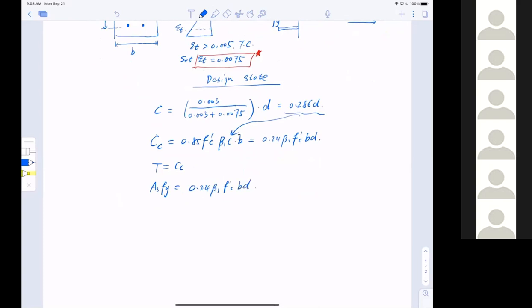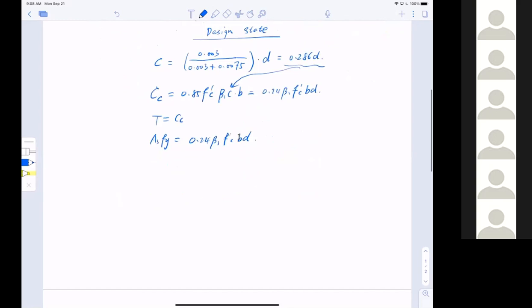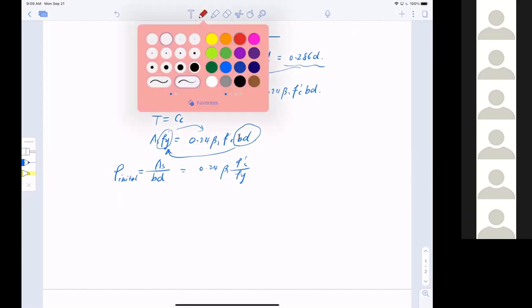Now with this, I can actually compute As divided by b d, simply moving this term to the left-hand side and fy to the right-hand side. So it equals 0.24 beta 1 f'c divided by fy. Now, we defined this before as a reinforcement ratio, and let me just put another subscript here called initial, which means this is the target reinforcement ratio.